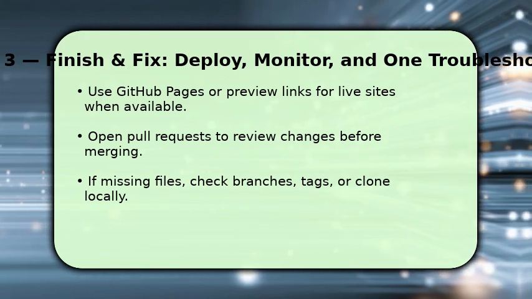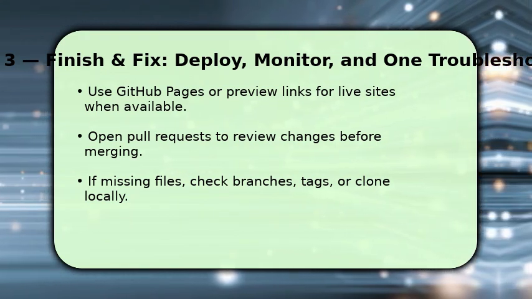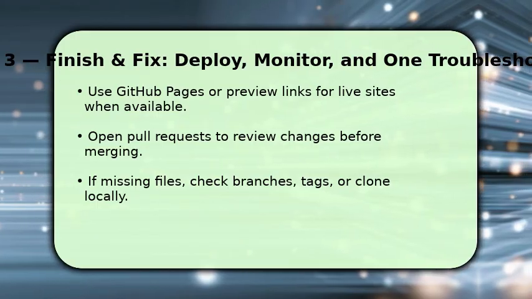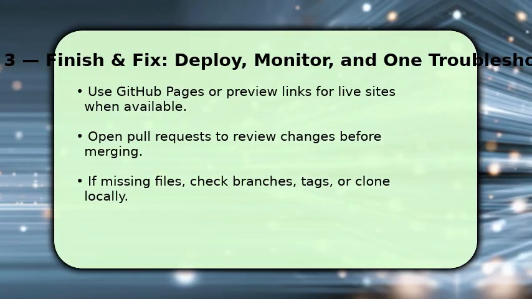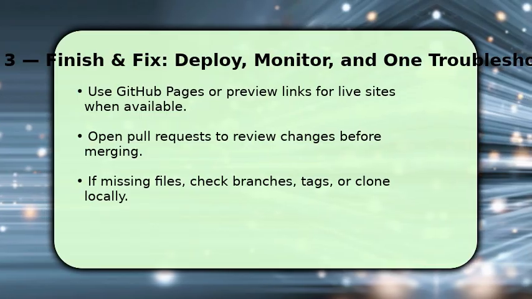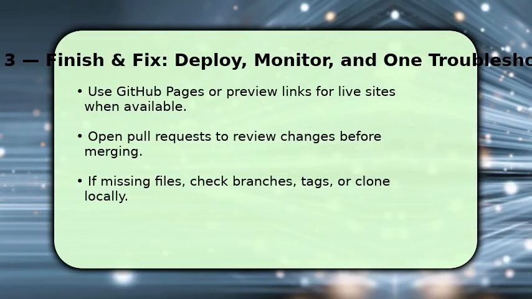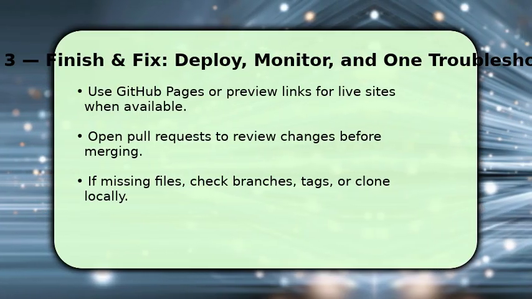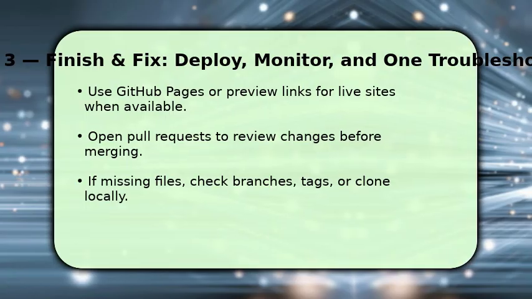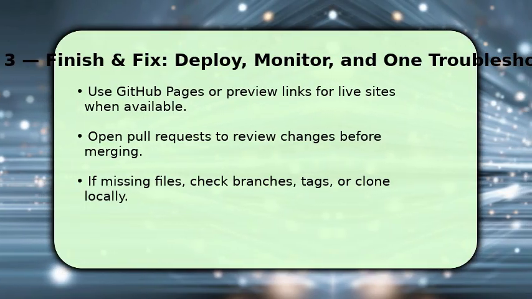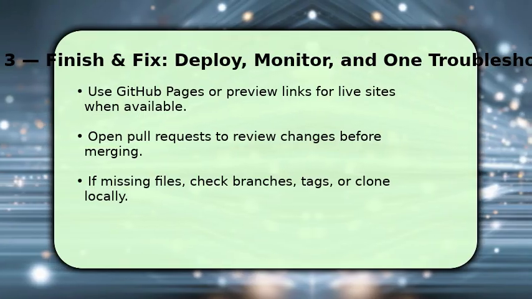For code changes, open pull requests to read diffs and comments, and use the review tools to approve or request changes. If you can't find expected files, make sure you looked in other branches or tags, and as a fallback clone the repo locally to inspect hidden files. This single troubleshooting tip resolves most visibility issues quickly.